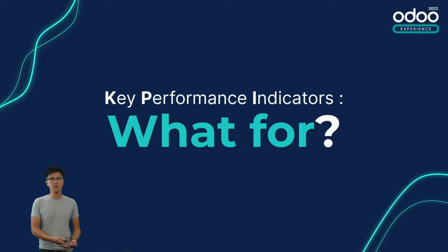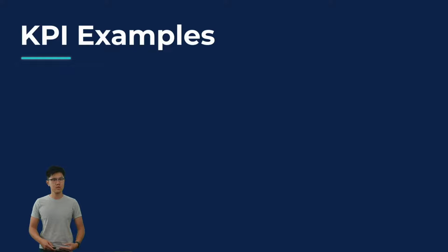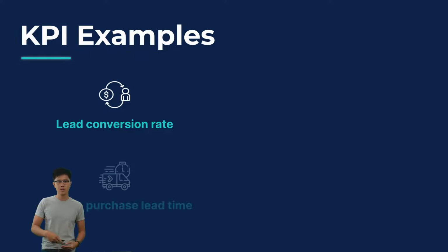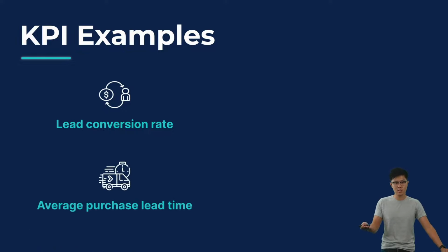KPI stands for Key Performance Indicators, and some examples of those would be the lead conversion rate. This metric is there to let you know how efficient your sales teams are at closing deals, right? You are able to see how they can convert a prospect into an actual customer through the conversion rate. A second one would be the average purchase lead time, and this one lets you know how long it takes to get a certain product or a certain material, right?